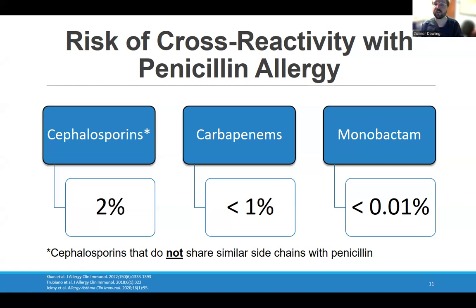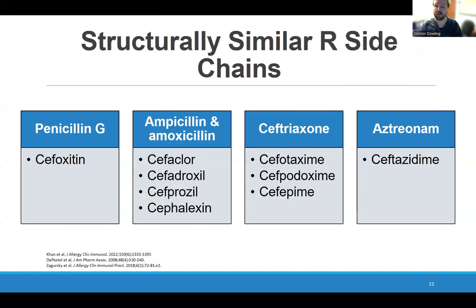But coming back to our structurally similar R side chains, as I mentioned, there are different beta-lactam antibiotics that share these similar side chains with one another. And as I've mentioned, these are where we'll have that increased risk. So for example, for penicillin G, a structurally similar R side chain is seen in cefoxitin. Whereas with ampicillin and amoxicillin, we see that structurally similar R side chain in cefaclor, cefadroxil, cefprozil, and cephalexin.